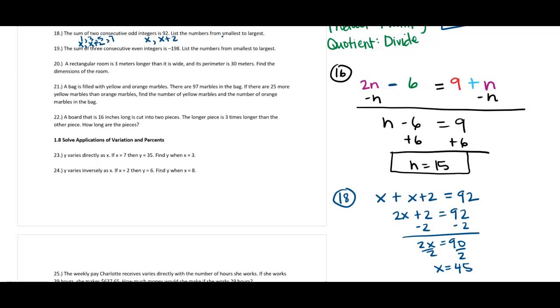But remember, it doesn't want just what x is, right? That's my smallest number. But then what would my next number be? Because I'm trying to find two consecutive odd integers. So one answer is 45. What would my other answer be? You can type it in the chat if you want to. And you can even type a private message to me in the chat if you feel nervous about putting the wrong thing in. That's okay.